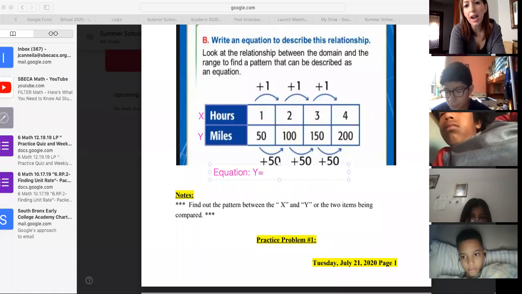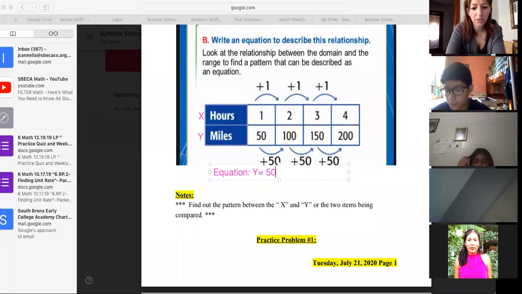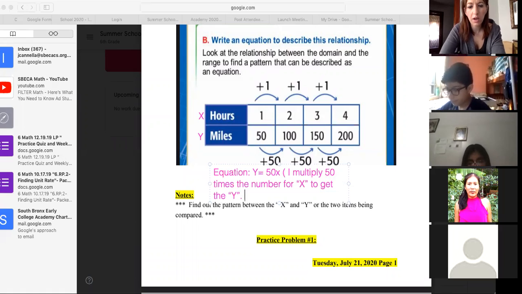How do I get to Y? I take X times 50, right? 50 times 1, 50 times 2, 50 times 3. So it's 50X. This means I multiply 50 times the number for X to get the Y. I suggest you do this electronically. This is very, very important, what I just did.